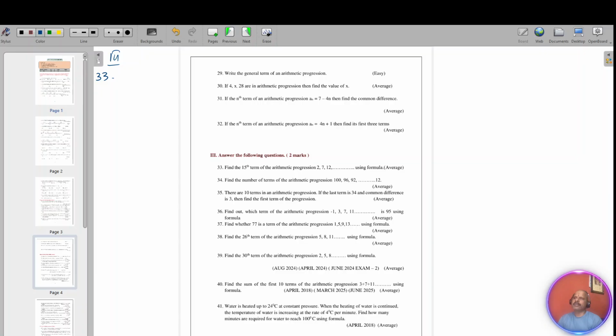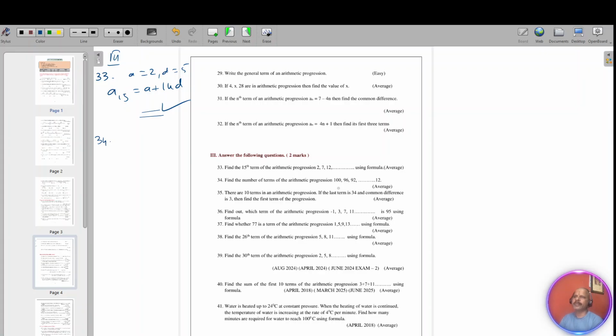Find the 15th term of the AP using formula. You can find the 15th term because A15 is A plus 14D. From the AP, you can make out A is 2, D is 5, right? You can substitute and find it. I'm just giving a hint because it's a kind of revision class. We are not here to solve every question.